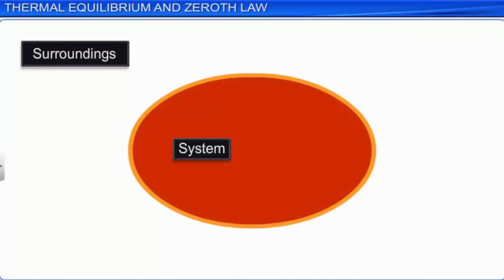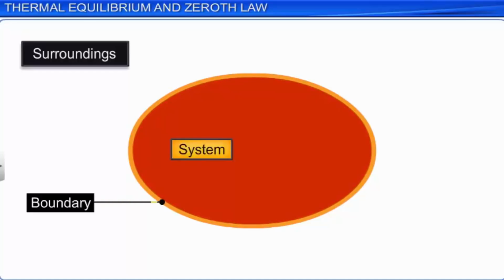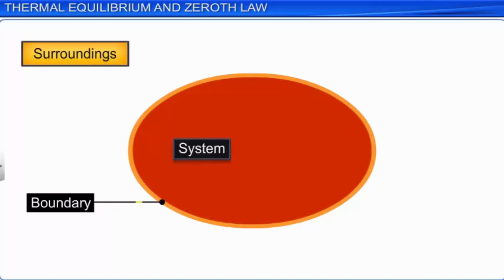A thermodynamic system is an isolated body or a group of bodies with a well-defined boundary. It is important to identify the system, its surroundings, and the boundary that separates both of them. Some thermodynamic systems are as shown.